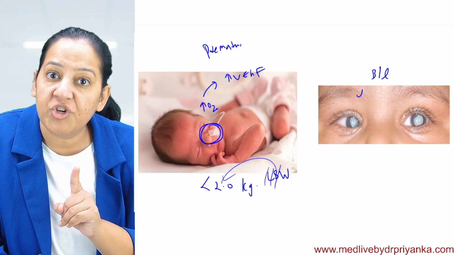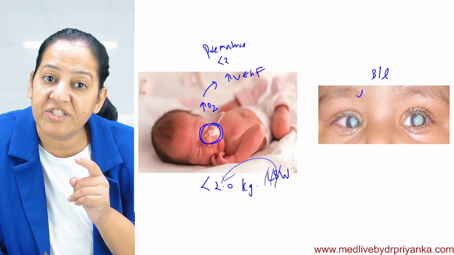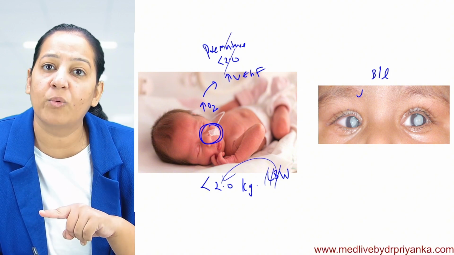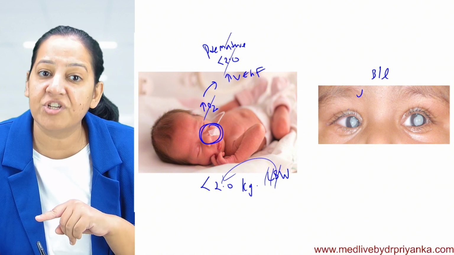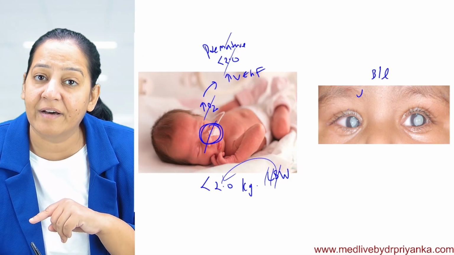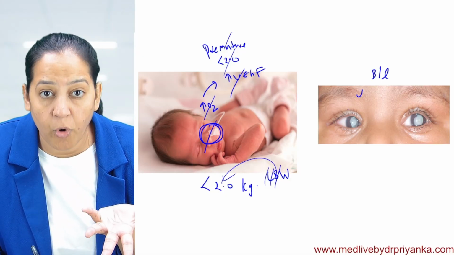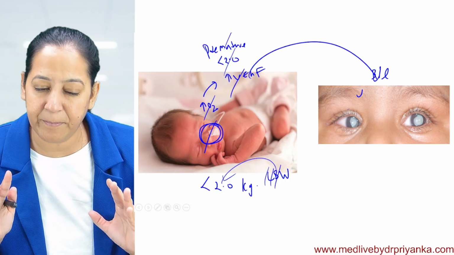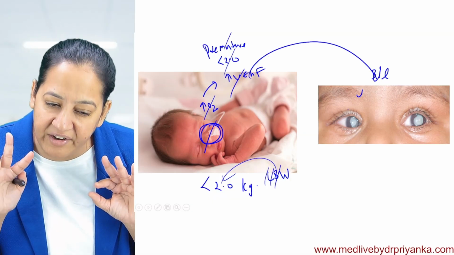Number one, they are premature. Their birth weight is less than 2 kg. They are LBW. And they are exposed to high oxygen concentration after their birth in the incubator. That induces the formation of an increased amount of VEGF and this will lead to ROP. And it's a bilateral proliferative disorder of the retina.